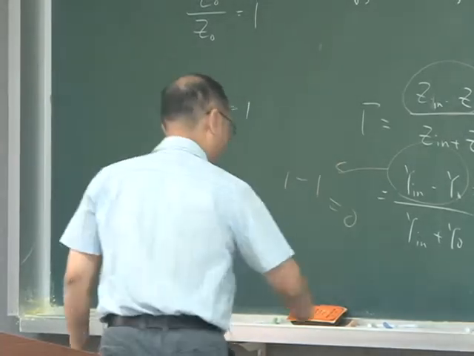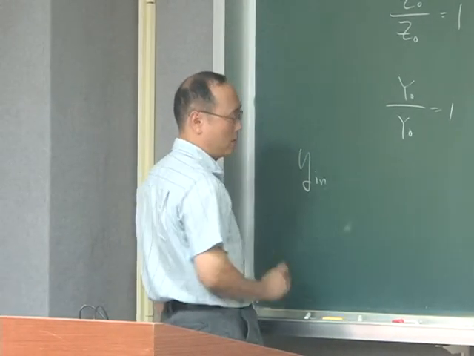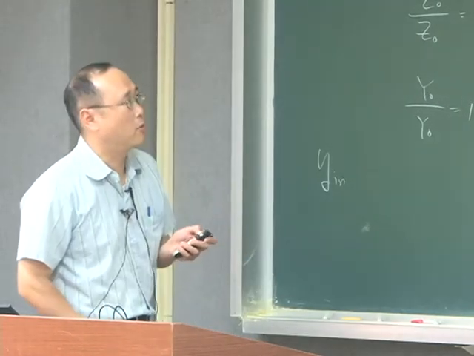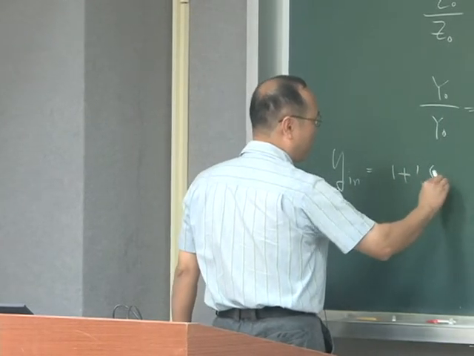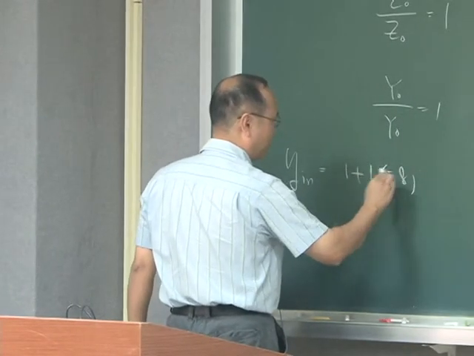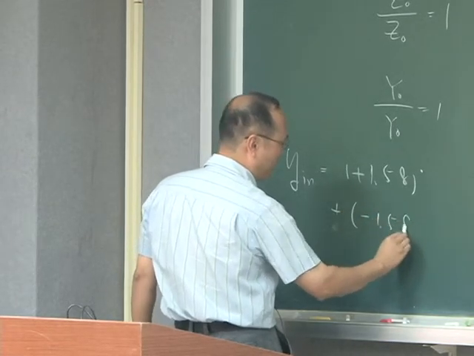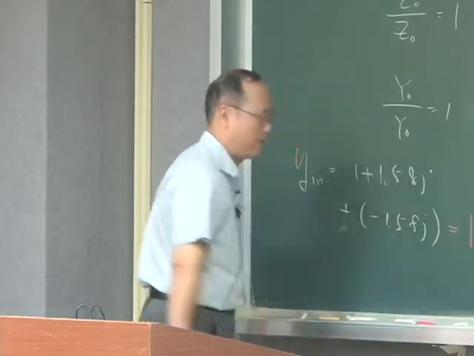OK，所以你的最后的 Y, your input admittance from this point is equal to 1 plus 1.58 J plus minus 1.58 J. You end up having 1. Okay, and then you achieve 1 minus 1 equal to 0. You don't have the reflection.